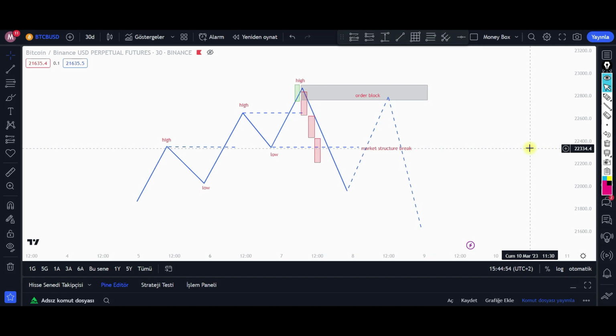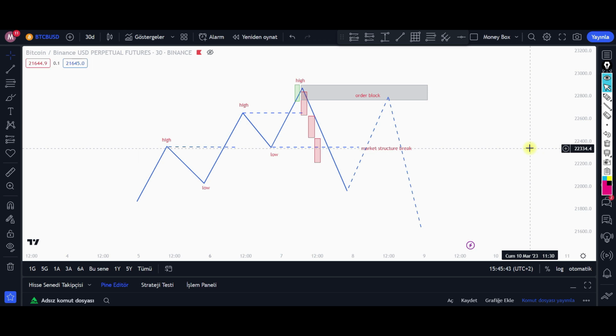As I mentioned before, order blocks can be found in every time frame, but traders mostly use lower time frames, like from the 4-hour time frame to the 5-minute time frame, because it's easier and more frequent to come across market structure breaks on lower time frames.